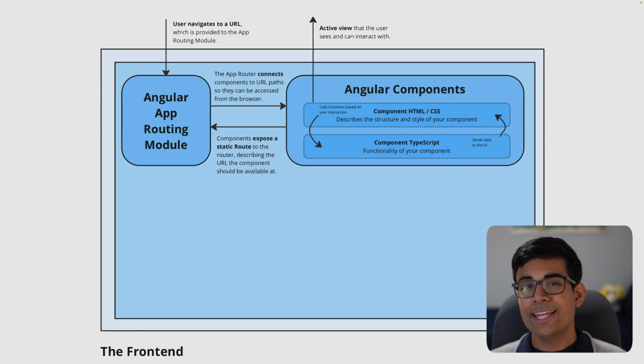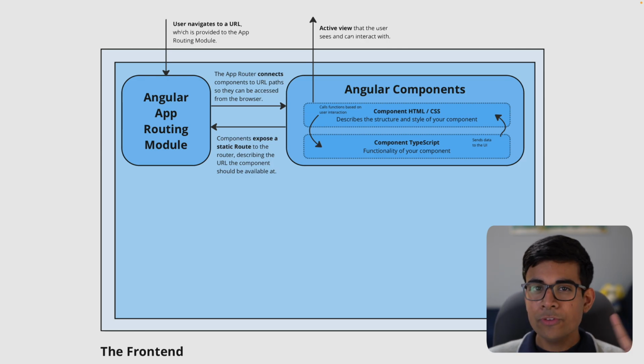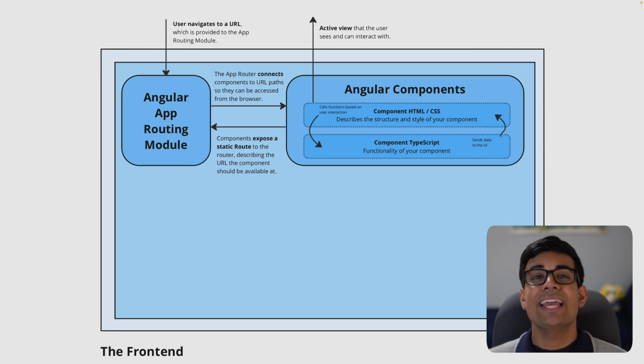In Angular, we take these different pages or views and we essentially use components to actually implement them, right? So Angular components are the pages that we see on our application. And then the Angular app routing module is responsible for linking these components to the right route, such that when the user types in a URL into their browser, the correct page shows up.